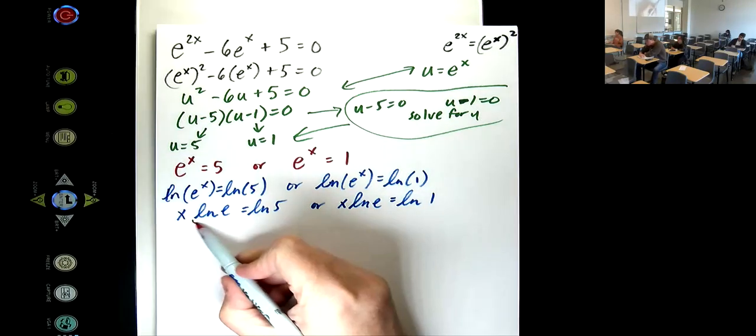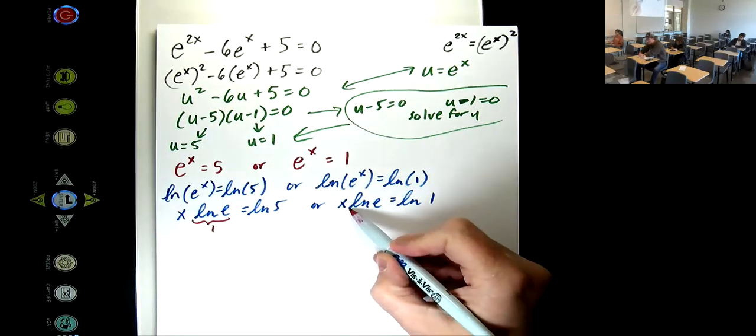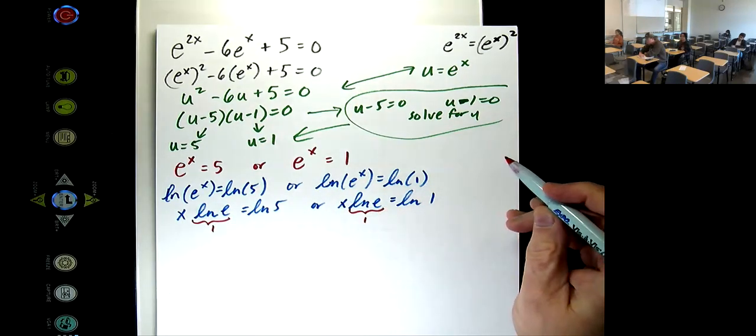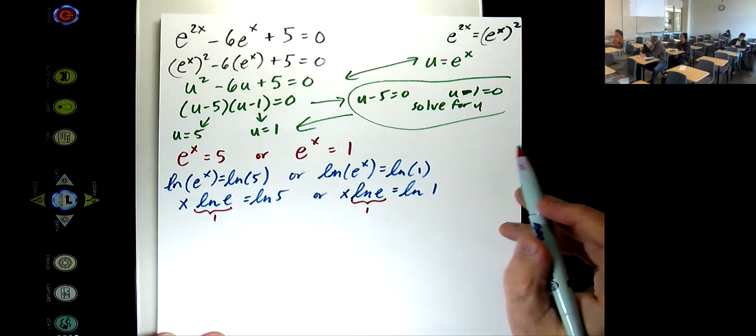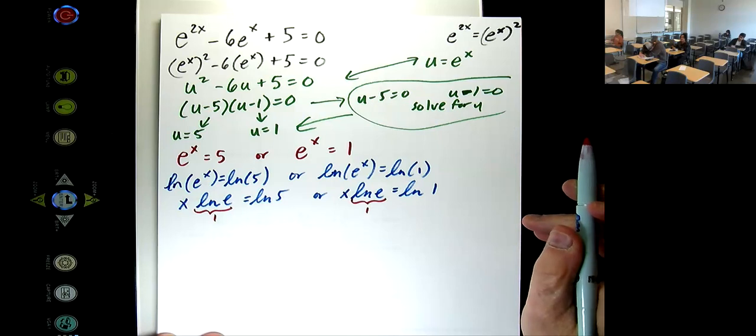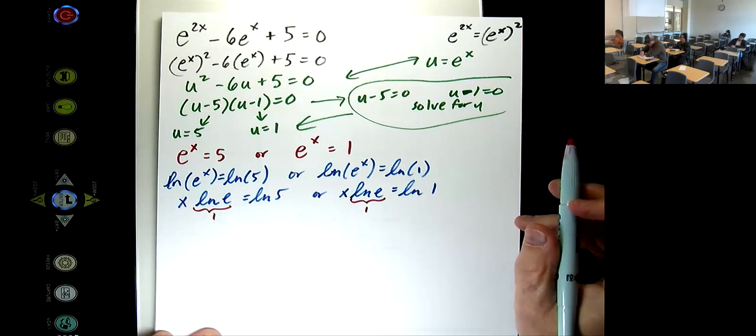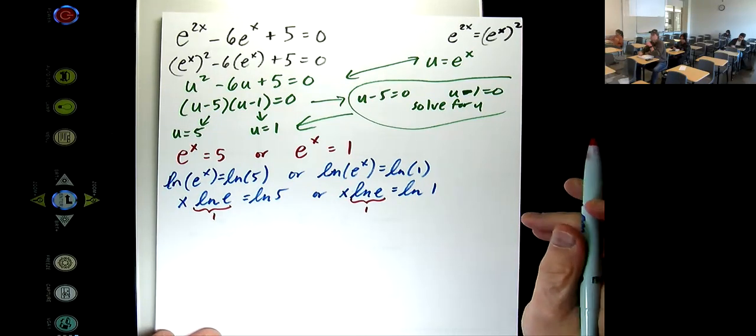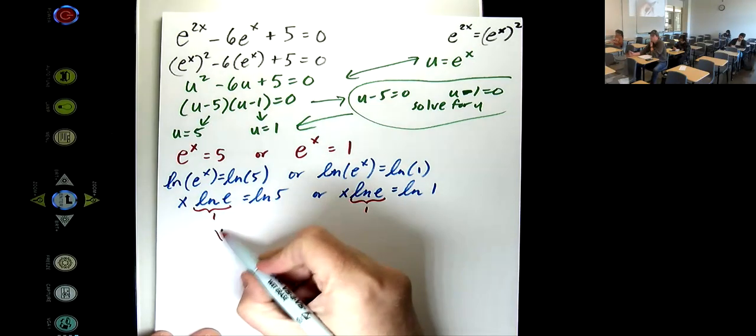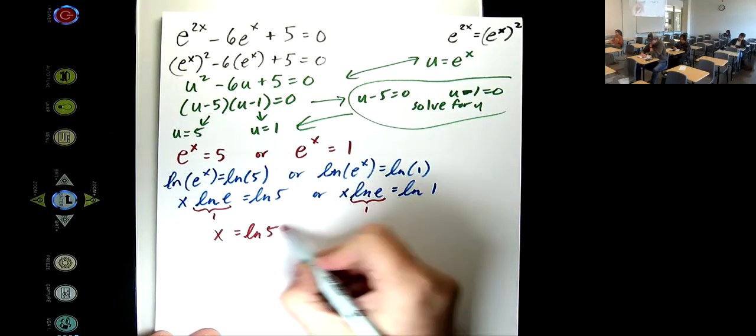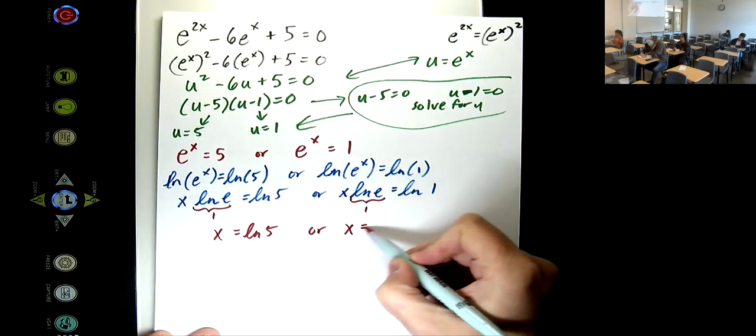The sooner you memorize that natural log of e equals 1, the easier you're going to find this whole section, easier you're going to find calculus. Lots of things get quicker if you start remembering natural log of e is just 1. So this says x equals natural log of 5, or x equals natural log of 1.